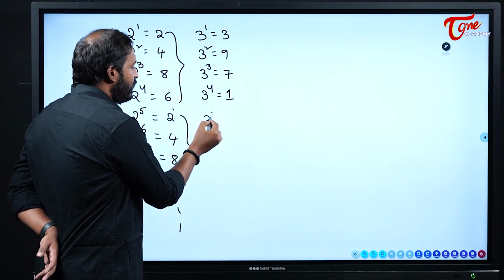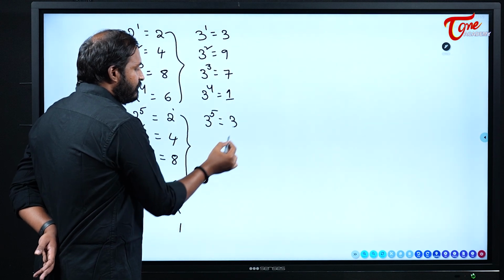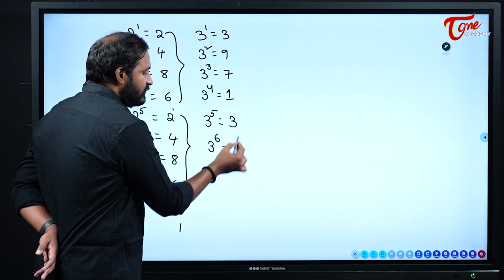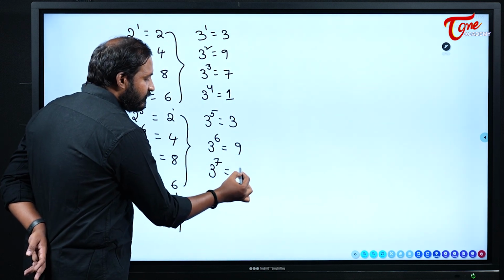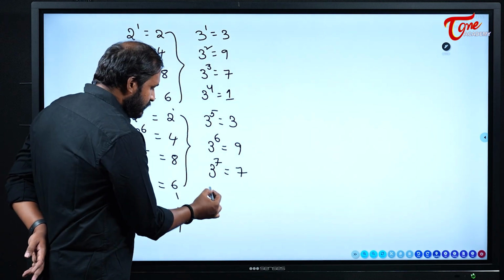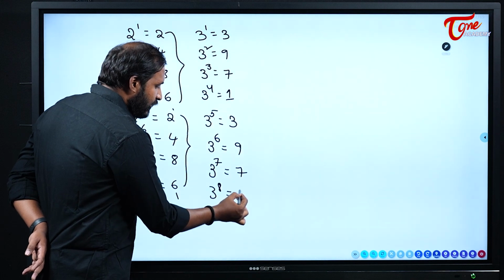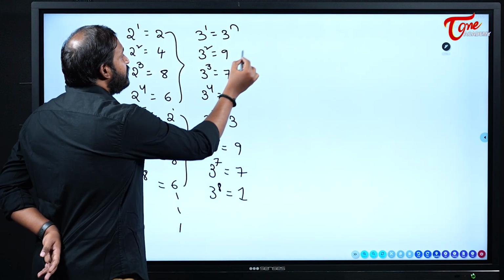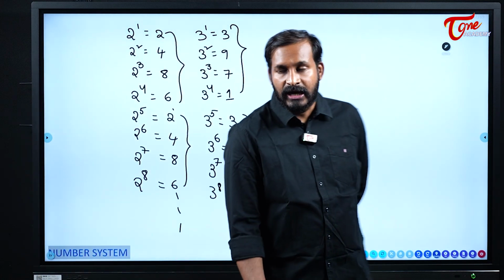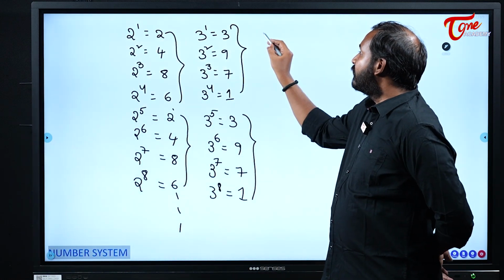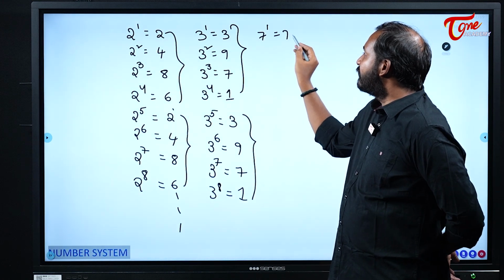Next, 3 power 5. So 3 1s are 3. Next, 3 power 6. 3 3s are 9. Next, 3 power 7. 3 9s are 27, unit digit is 7. 3 to the power of 8, 1. If you observe this one, what is repeating here? 3971, 3971, 3971. Okay.